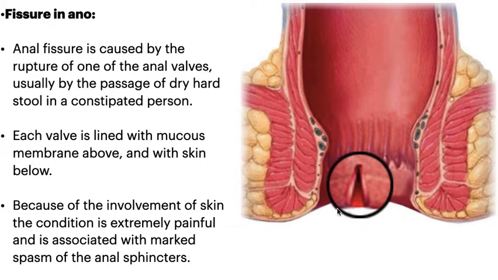Now, what is fissure in ano? Anal fissure is caused by the rupture of one of the anal valves, usually by the passage of dry hard stool in a constipated person. Each valve is lined with mucous membrane above and with skin below. Because of the involvement of the skin, this condition becomes extremely painful and is associated with marked spasm of the anal sphincters.